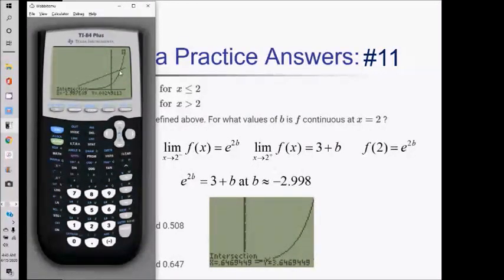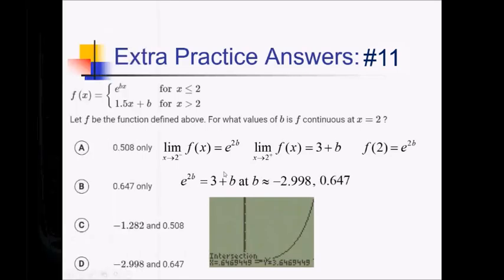So doing second trace, option 5, intersect, and move my little spider forward to that intersection spot. It's about the journey, not the destination, right? So there we go. Enter, enter, enter. And that's going to be 0.647. So those are the two b values that make this thing continuous, roughly, approximately. So that gives us answer choice D.